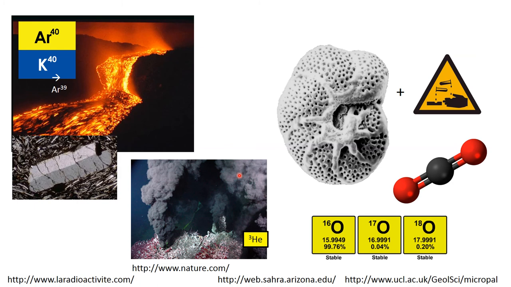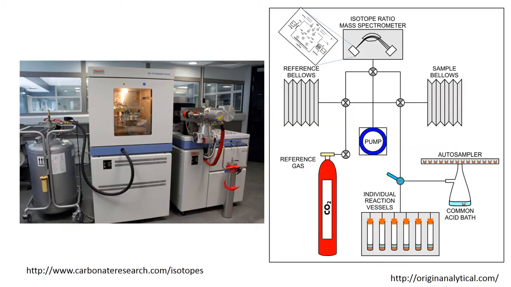And a big application, particularly in paleoclimate, is the analysis of carbonate fossils. In this case, this is a benthic foraminifera. We add acid to that, we produce CO2, and if we measure that CO2 molecule, we can work out what the oxygen and the carbon isotopes in that molecule are, and they are useful proxies for past environmental conditions.